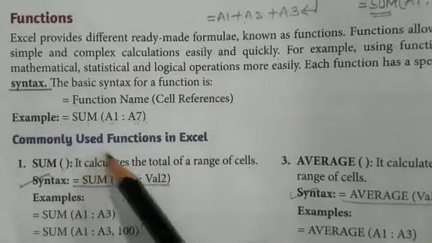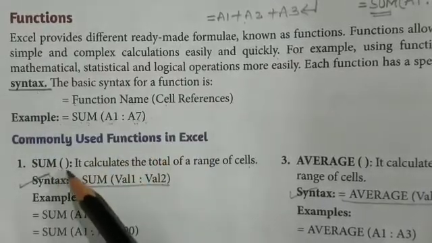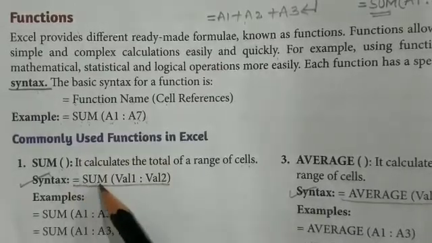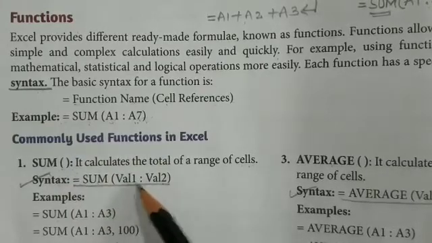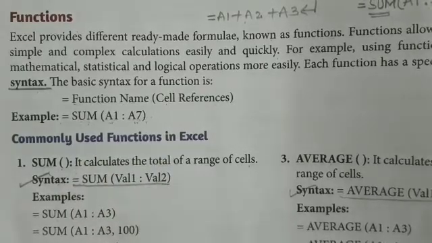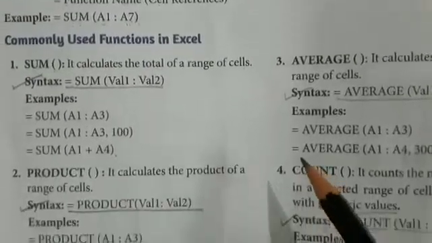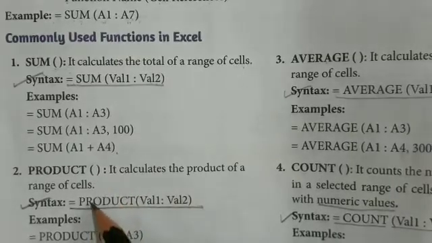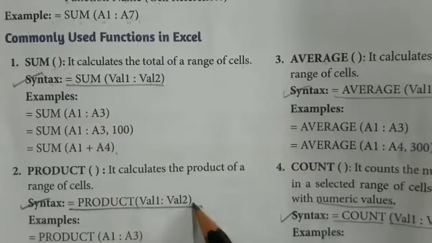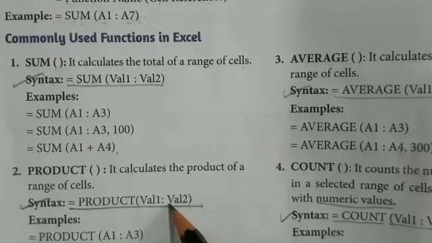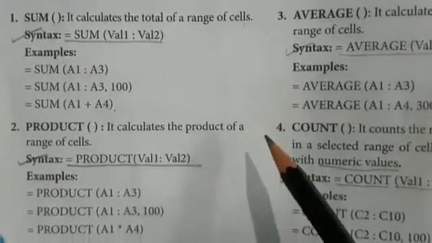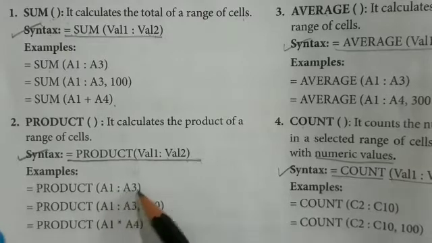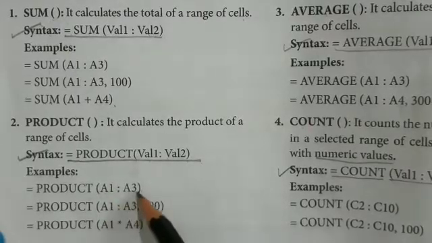Let's see some commonly used functions in Excel. Sum function. Sum function calculates the total of a range of cells. Equal SUM, in parentheses the cell reference. Product function calculates the product of a range of cells. Equal PRODUCT, in parentheses define the cell references. For example, you can see here equal PRODUCT in the brackets A1 colon A3. The cell range is from A1 to A3.